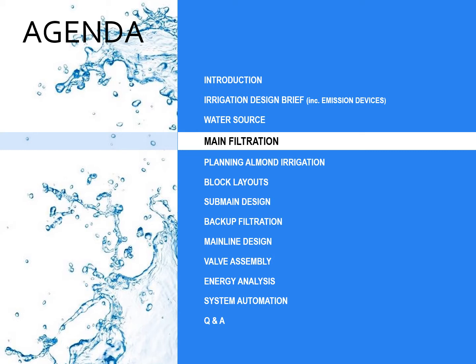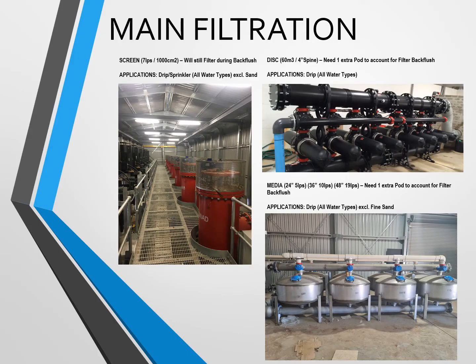Main filtration. We use three types of main filtration on our irrigation systems: screen, disc, and media. Each of these filtration types has their benefits, but also has their limitations. When deciding what filtration to use, water quality and water analysis is the first step. Another consideration is the size of the filter station or footprint.